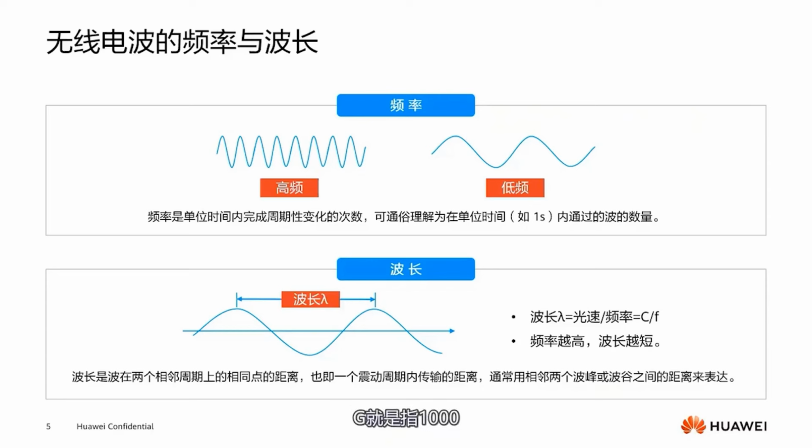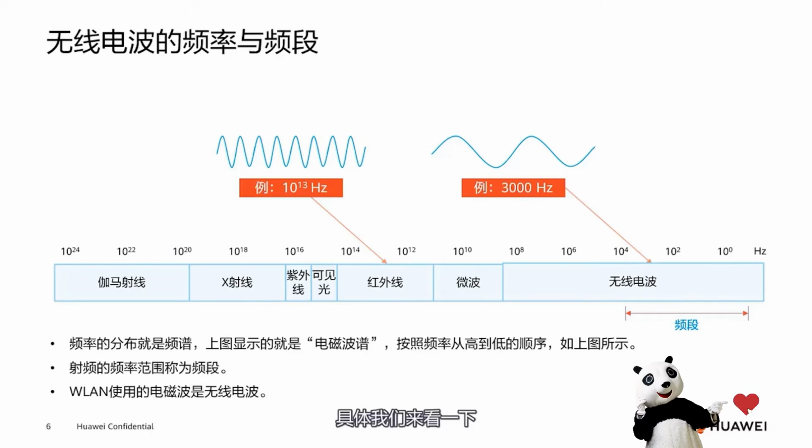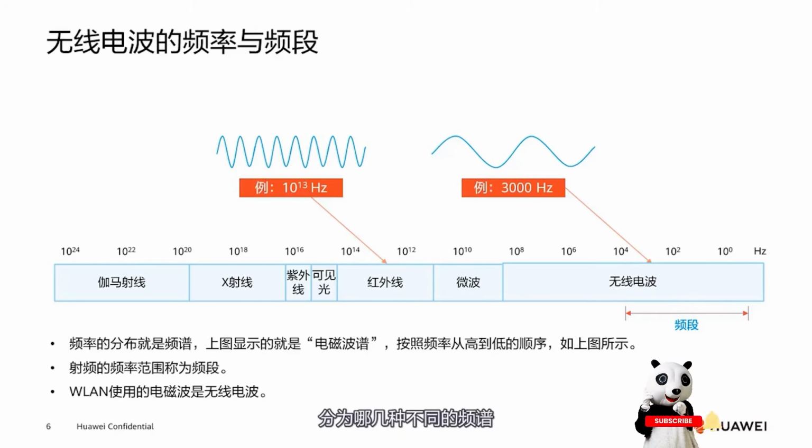Now, let's look at some common frequencies and frequency bands. Firstly, gamma rays have a very high frequency, right? What about lower frequencies? There are radio waves, which we commonly use, and they are quite low. There are also microwaves, infrared, ultraviolet, etc., which all have certain frequencies. Keep in mind, the electromagnetic waves used in WLAN are what we call radio waves. Let's specifically look at the different frequency spectra. Here, we mainly discuss radio waves.